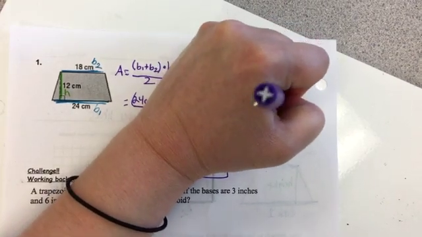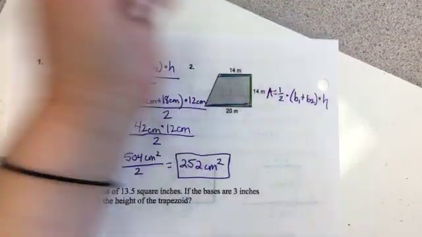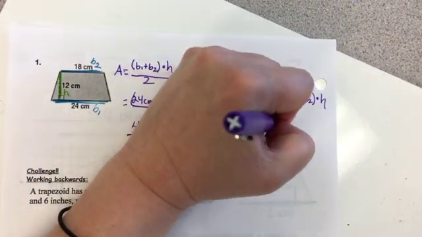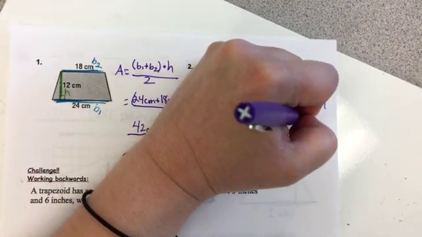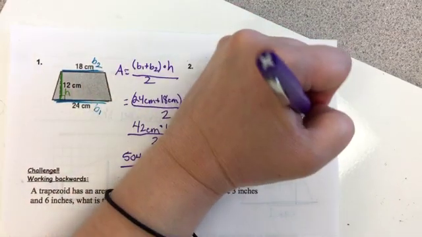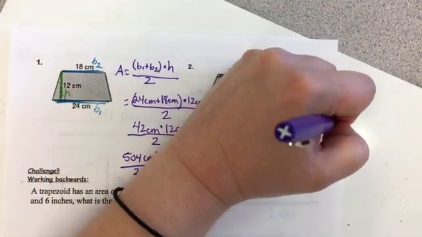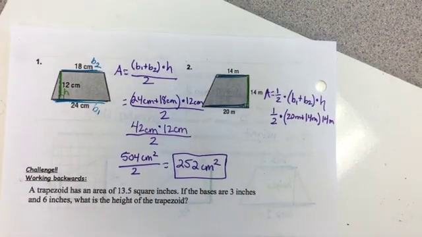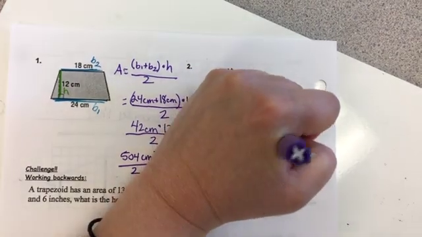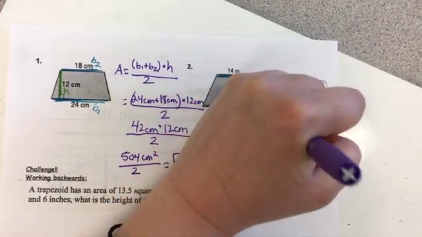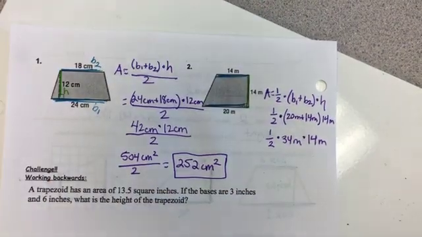We've got area equals 1/2 times the quantity base 1 plus base 2 times height. So then we've got 1/2 times base 1, which I'm going to say is the 20 meters, plus base 2, which then is going to be 14 meters, times the height, which is going to be 14 meters. Okay, I'm going to add 20 plus 14, which is 34 meters. Multiply that by my height, and then multiply it all by 1/2.